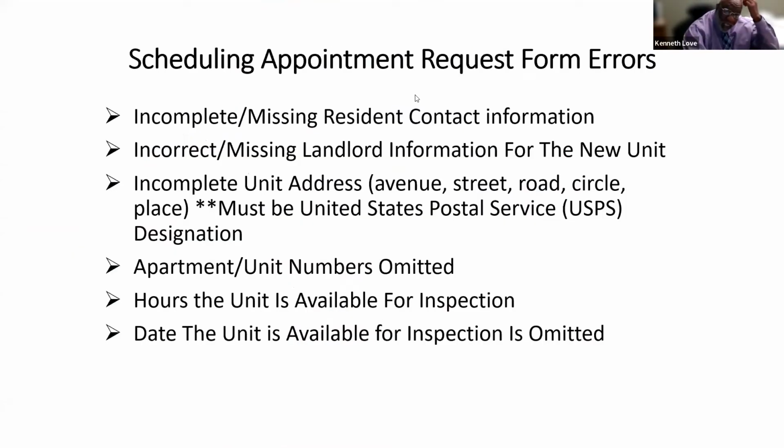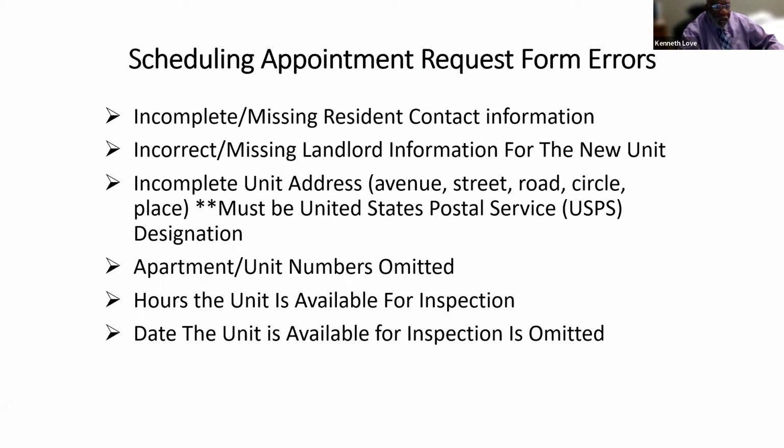First, we'd like to just list a lot of our scheduling request errors that we're getting. The scheduling request is basically the form that's submitted by you, the landlord, to get us to come out and do your inspection. If that form is incomplete and missing information, we cannot come out, we cannot schedule that inspection. So we just wanted to point a few of those things out to you.